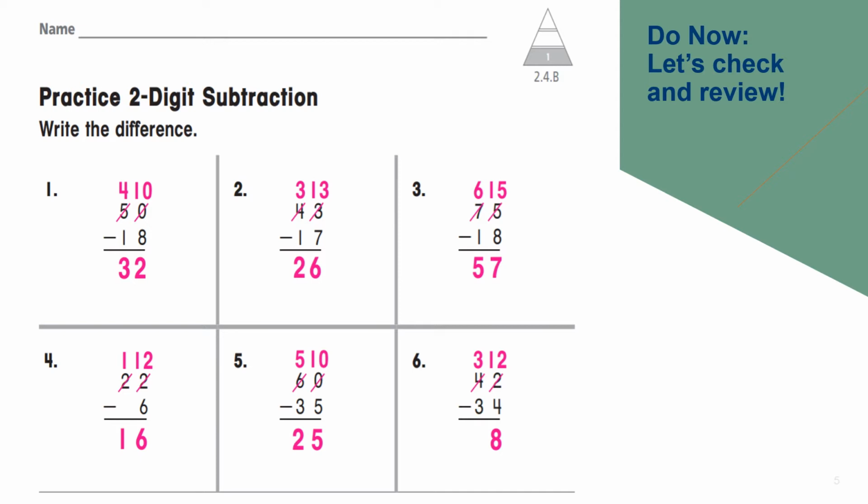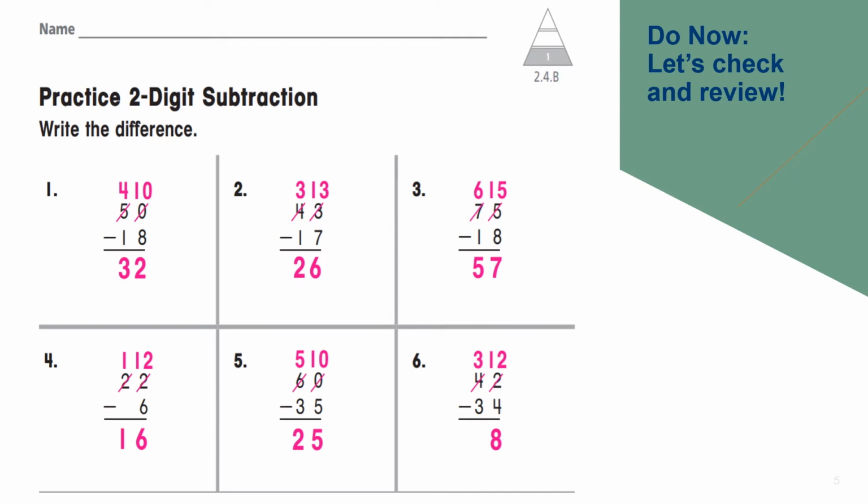Number 2, 43 minus 17. So remember, we always start on our ones place when we're starting to subtract. 3 minus 7. I can't do 3 minus 7 because 3 is a small number. So that means I have to regroup from the tens place. So in my tens place, I have 4 tens.